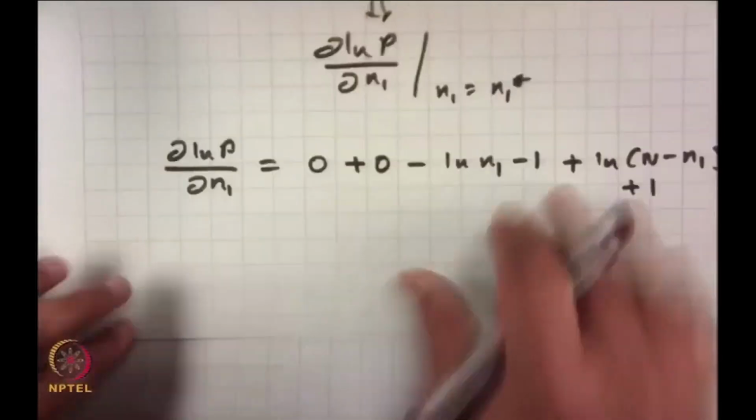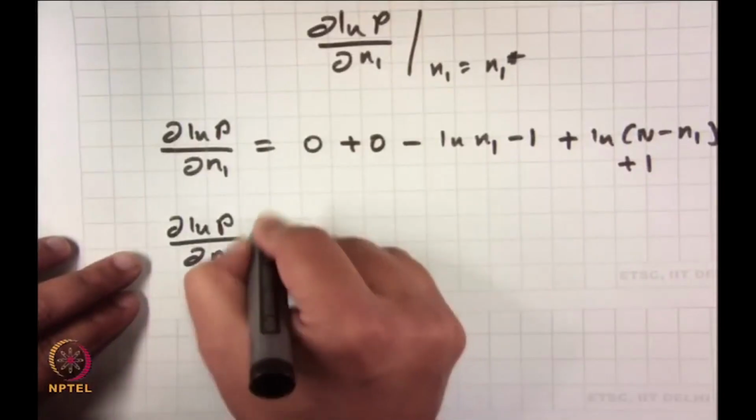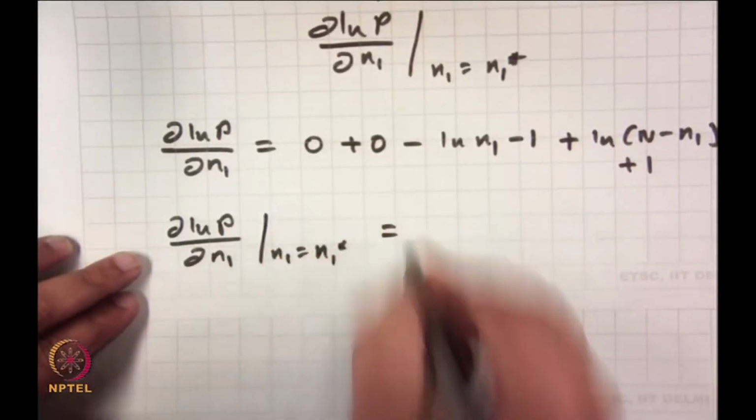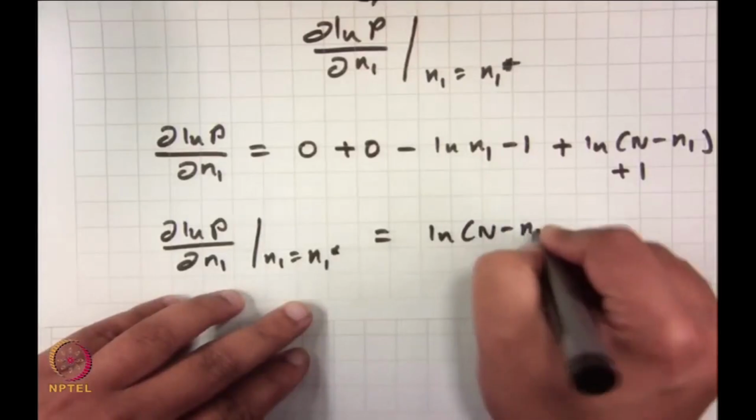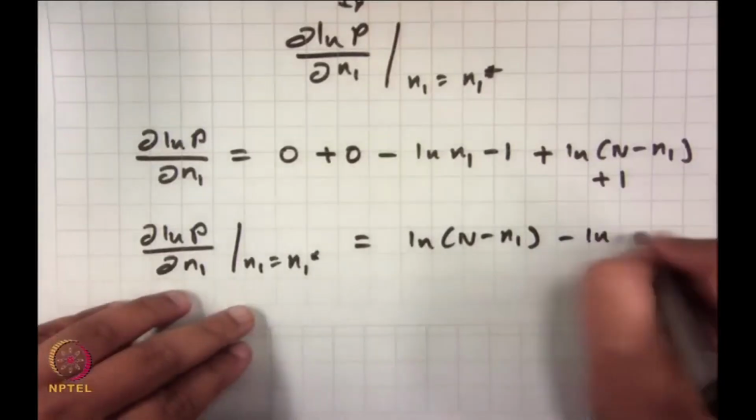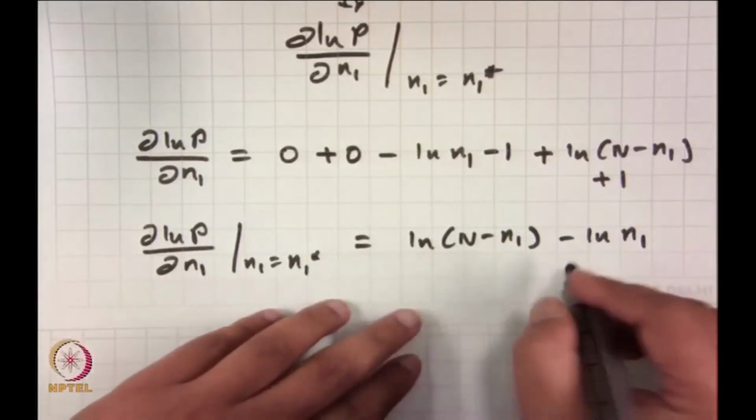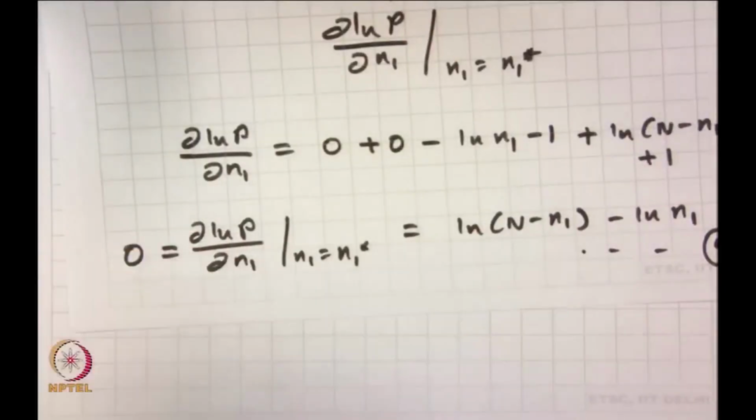So, hence ∂ ln p over ∂n1 at n1 equal to n1 star is given by natural log of (n minus n1), then minus ln n1, and this would be your equation number 9. I am saying n1 is equal to n1 star, I have not yet put in n1 star, but you can realize that finally that is what we will put in. Now, if you are going for the maximum, what will happen to this? This would be equal to 0.